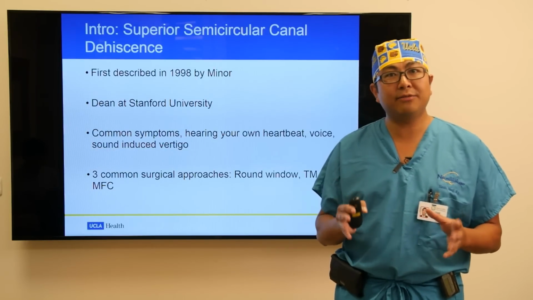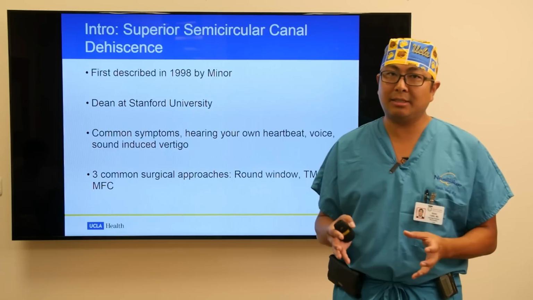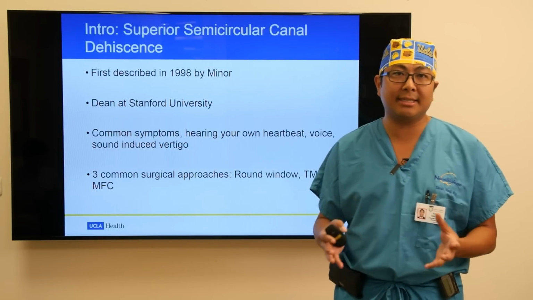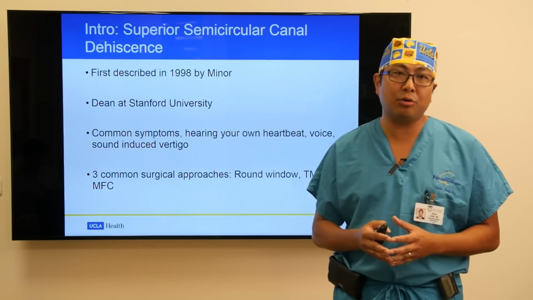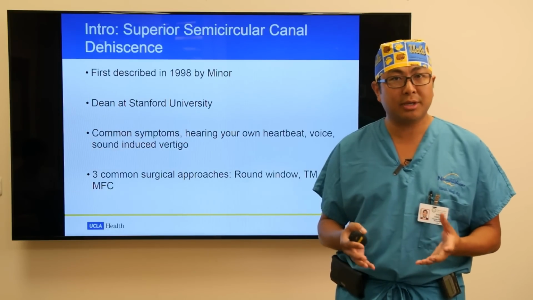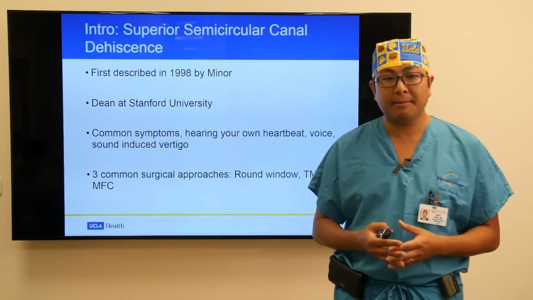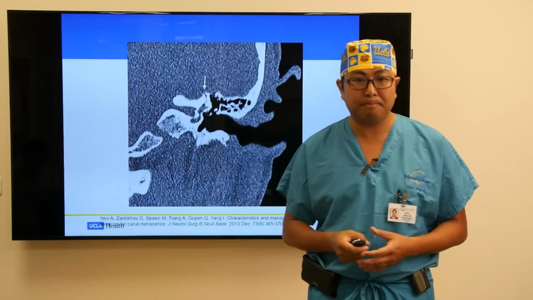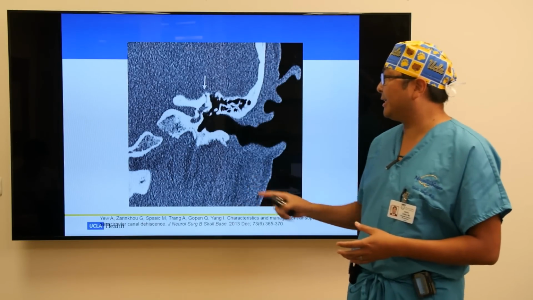For each individual person, everyone's anatomy is different. Even though it's one disease, SSCD, everyone's SSCD needs to be approached uniquely, and so you'll have different approaches. But the most common approach, and the approach we recommend here at UCLA, is the middle fossa craniotomy. And so this is what SSCD is.